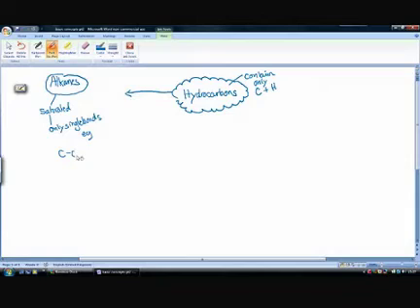As in this example here, you can see the carbons are completely saturated with hydrogens. We can't get any more hydrogens on, they are saturated compounds.